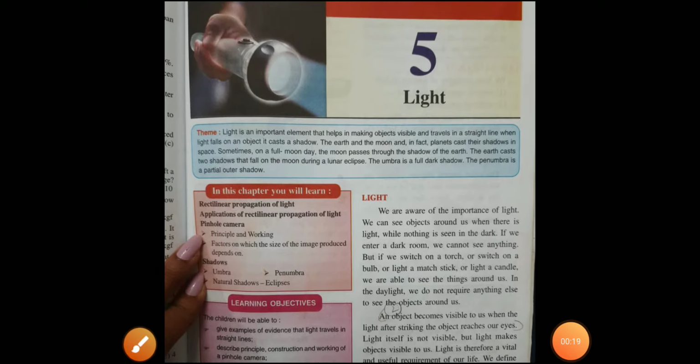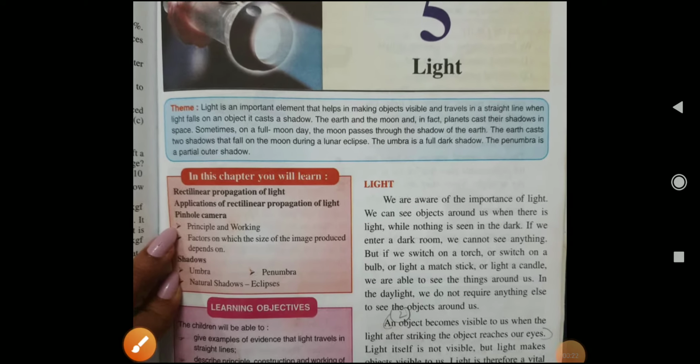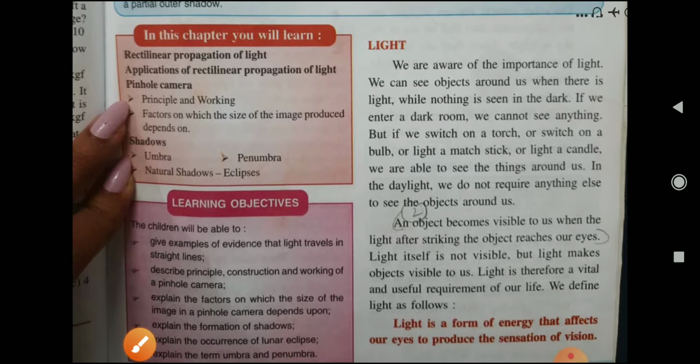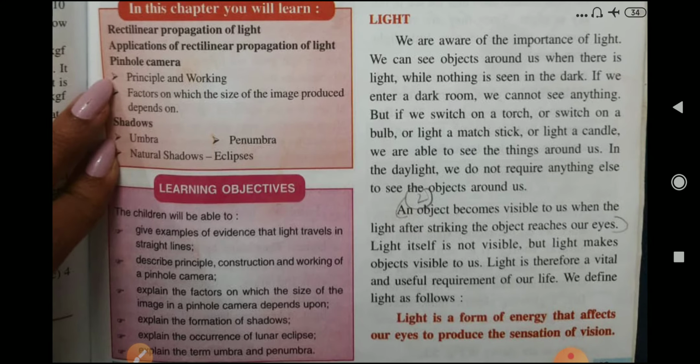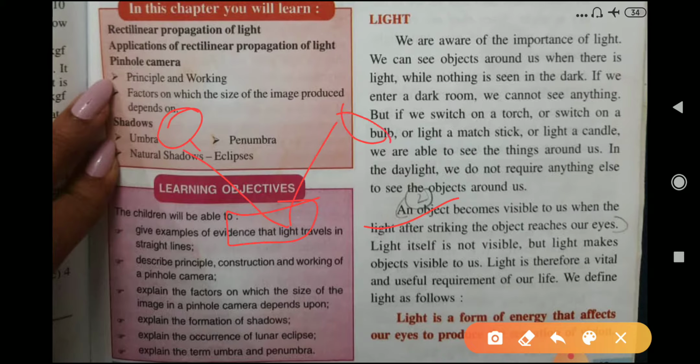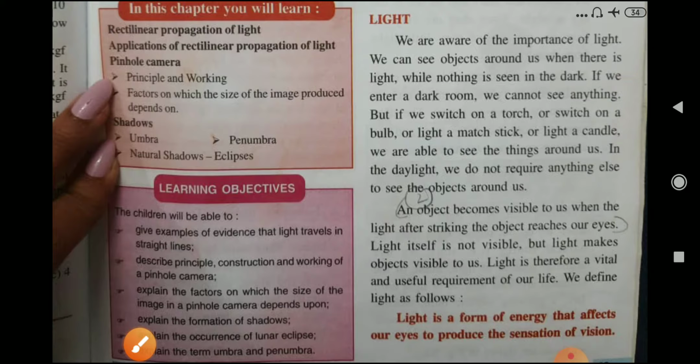Lesson number 5 is light. Okay, so all of you know what is light. Light is a form of energy that affects our eyes to produce a sensation of vision. Means an object becomes visible to us when light after striking the object, means when light from a source after striking that particular object falls on our eye, then only we are able to see that object. Okay, light itself is not visible, but it makes other objects visible to us. Okay, so light is a form of energy that enables us to see the objects around us.